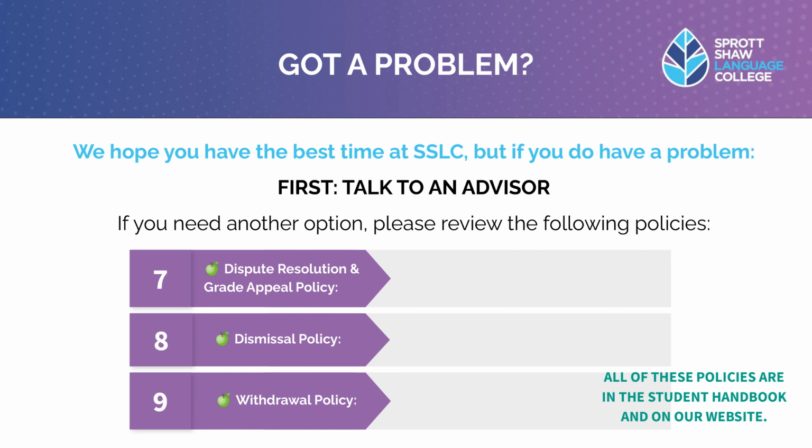Dispute resolution. First, if there's a problem in class, you can talk to your teacher. Then, talk to your advisor and put the issue in writing. Next, meet with the academic manager or director. And finally, SSLC staff will help you and let you know the final decision in writing. Our dismissal policy lets you know if you don't follow rules and SSLC asks you to stop attending class, you may be dismissed.